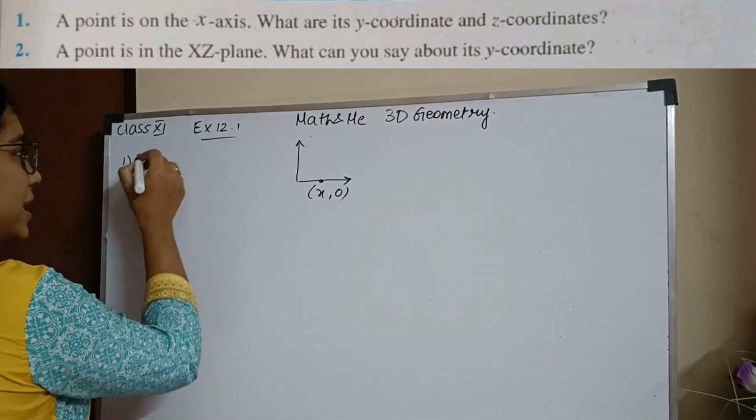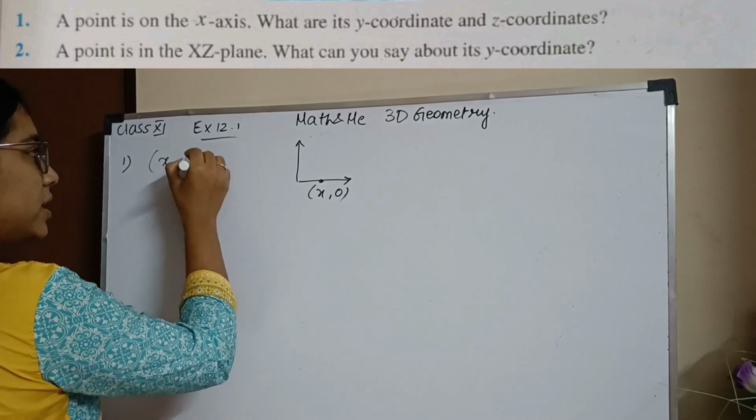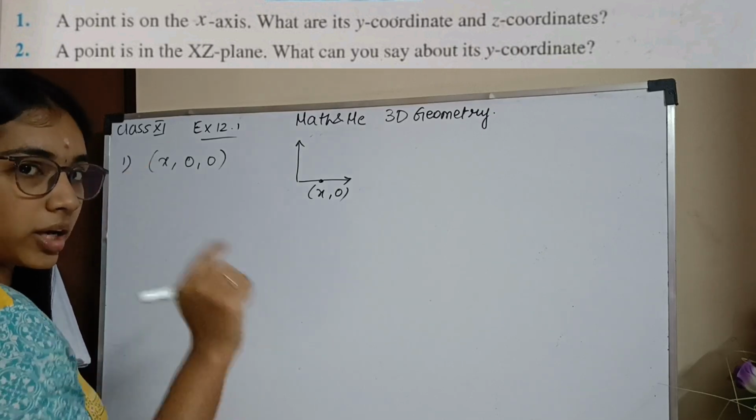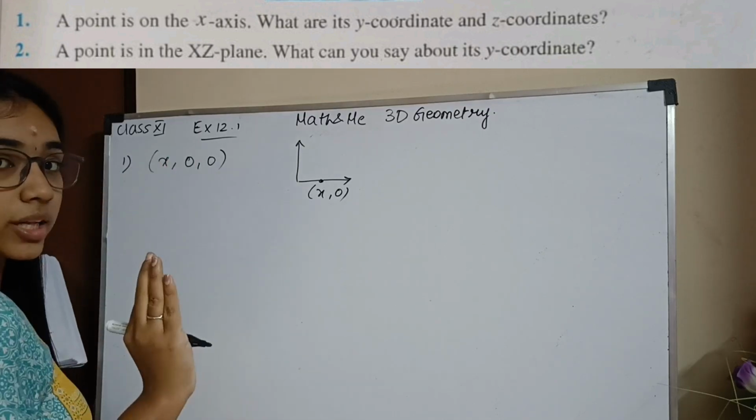So basically, when we go to 3D, you only have the x coordinate. The y and the z will be 0. So basically, you have a point on the x-axis, which means the other two coordinates are 0.